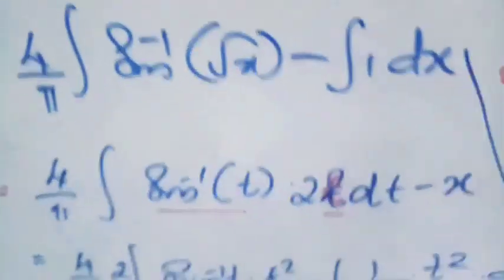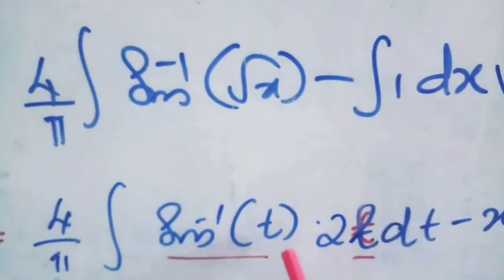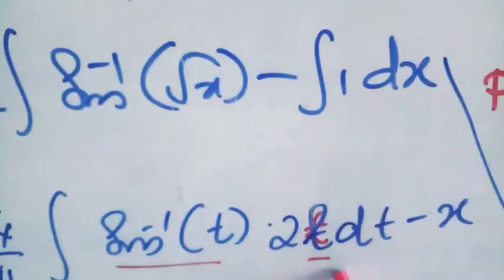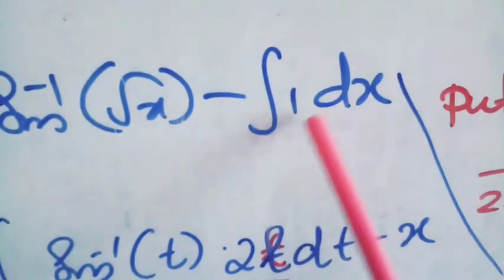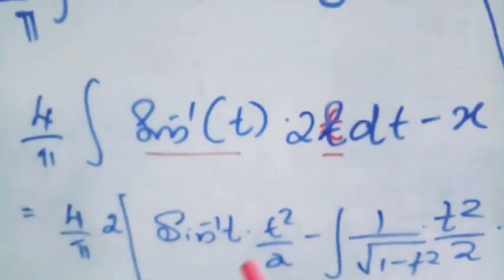Now replace the function as 4 by pi into sin inverse root x as t and dx as 2t dt, and the integral of this one is x. Now we have to apply the product rule of integration for this.